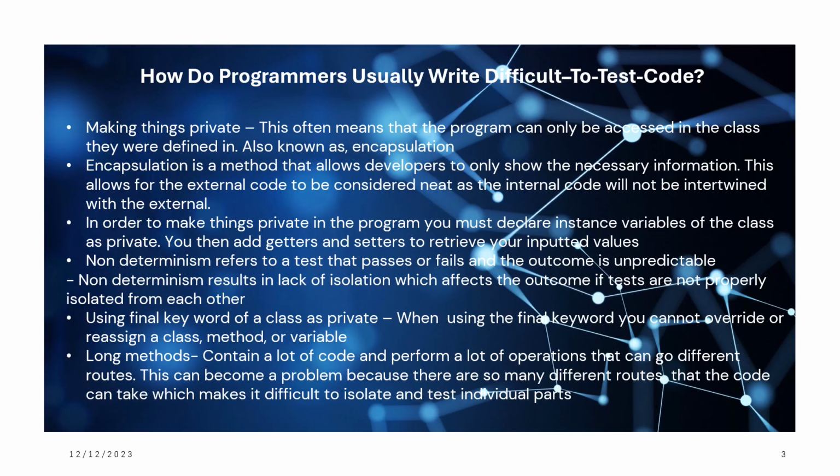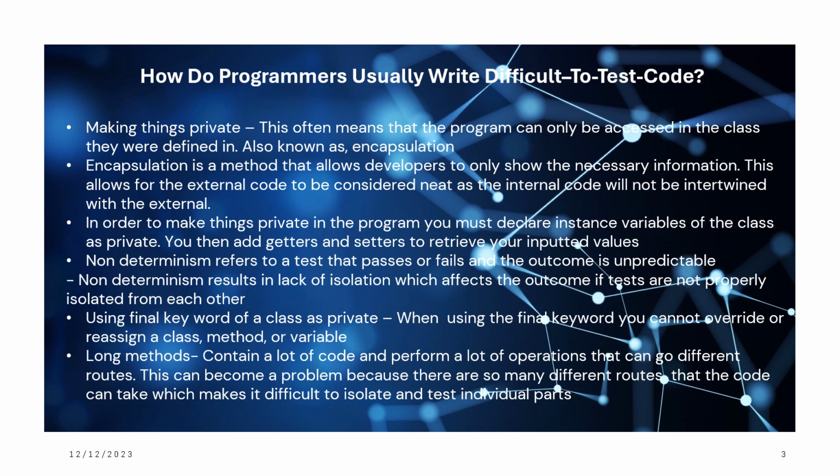How do programmers usually write difficult-to-test code? Making things private. This often means that the program can only be accessed in the class they were defined in, also known as encapsulation. Encapsulation is a method that allows developers to only show the necessary information. This allows for the external code to be considered neat, as the internal code will not be intertwined with the external. In order to make things private in the program, you must declare instance variables of the class as private. You then add getters and setters to retrieve your inputted values.